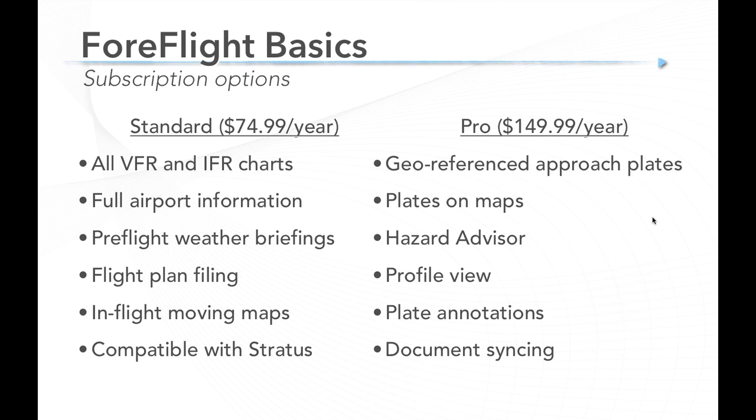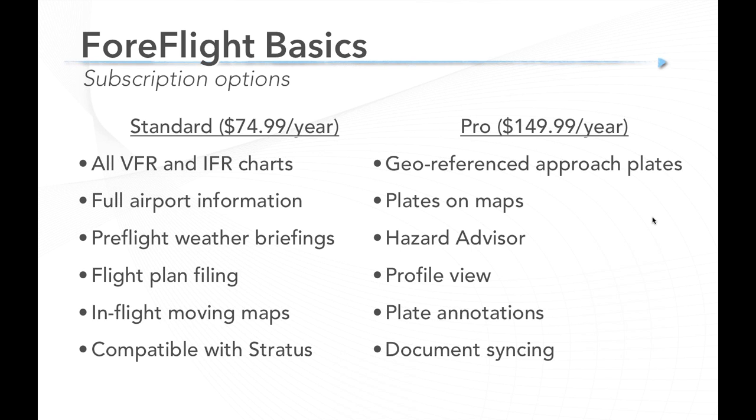This includes really everything you need for flying: all your VFR and IFR charts, coverage across the entire country, full airport information, all your pre-flight planning, flight plan filing, weather briefings, all that. Complete in-flight moving maps, all your navigation. That's also compatible with the Stratus ADS-B receiver, which gives you in-flight weather, traffic, and attitude. So as you can see, it's really not a light package at all. The Standard package is quite good.